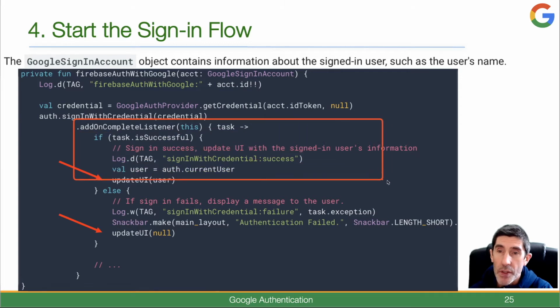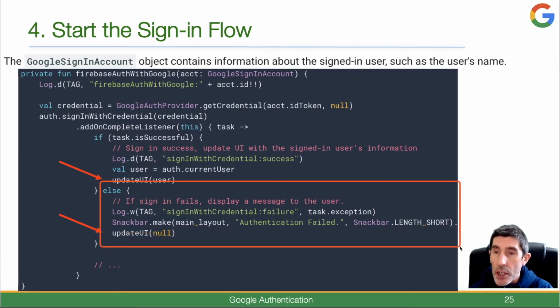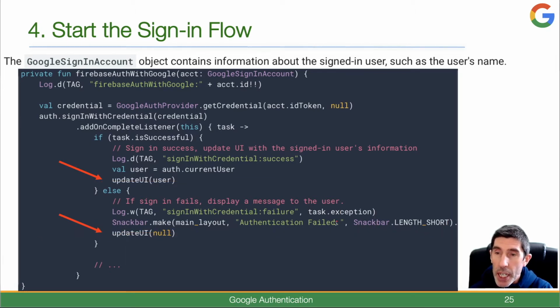So inside, if the task is successful, there are some logs there. I've actually left them in so you can keep track of those in the app itself. We get the current user, which will now be our Google user, and we pass that off then to our update UI, so we can then take them straight into the home screen. Otherwise, if something goes wrong, it just tells the user, sorry, couldn't authenticate, a little snack bar pops up, authentication failed, and then we update the UI accordingly with null, which keeps the user on the login page, and can obviously allow them to log in again if they need to.